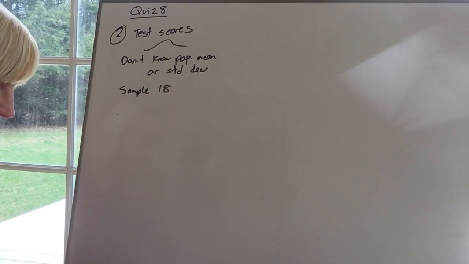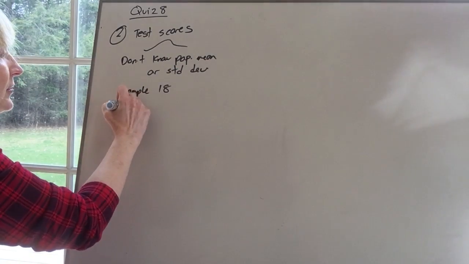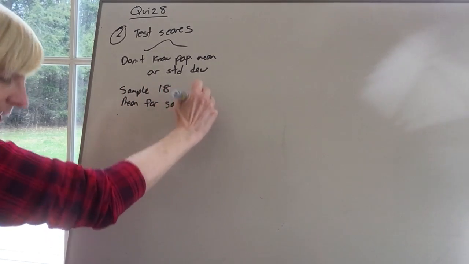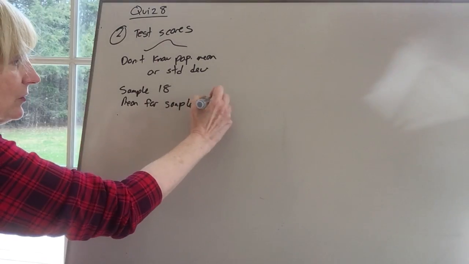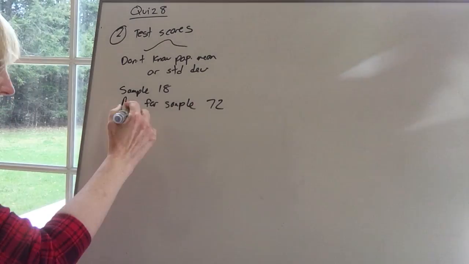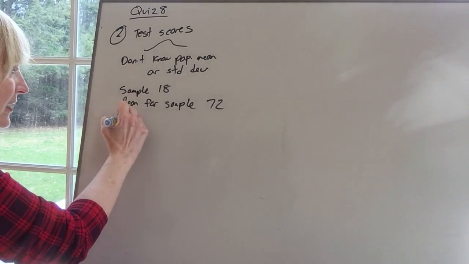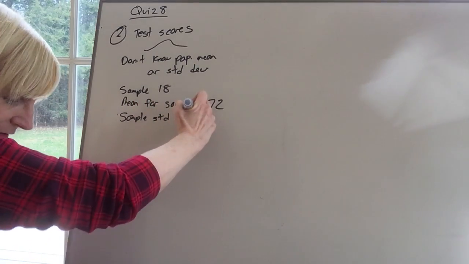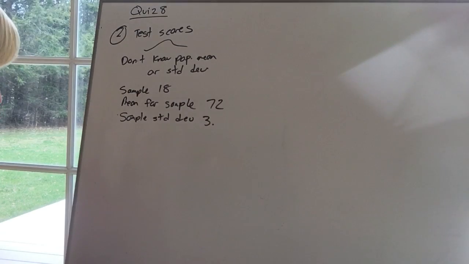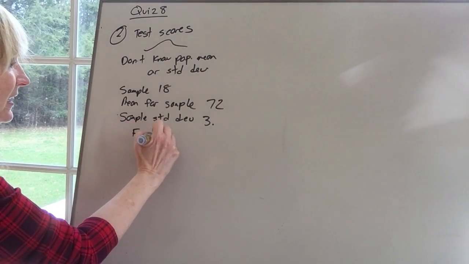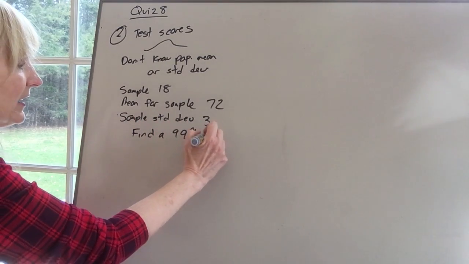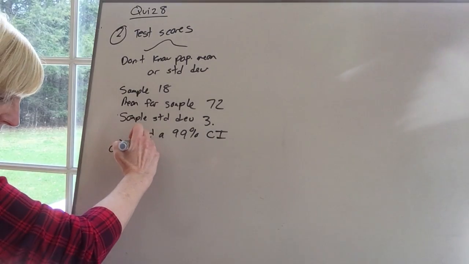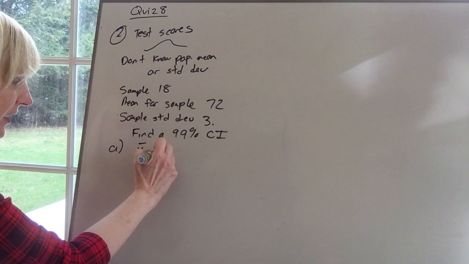And the mean score on the sample of 18 was 72. They tell you the sample standard deviation, they have to give you that, was a 3. They want you to find a 99% confidence interval. That's what CI stands for, you guys. So the first thing they're going to ask you for: what's X bar, what's S, what's N?